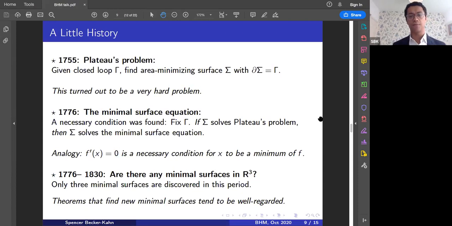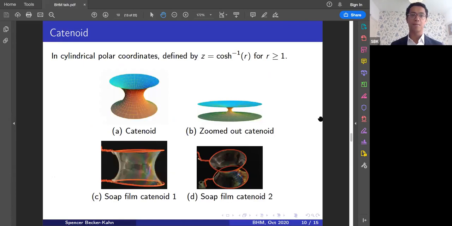Okay, so the second classical minimal surface is the catenoid. So here are two pictures of a catenoid, and then you can see it actually formed out of soap film in the bottom two pictures. In cylindrical polar coordinates it is defined by that equation, z is equal to the inverse hyperbolic cosine of the radius r, for r greater than or equal to 1.